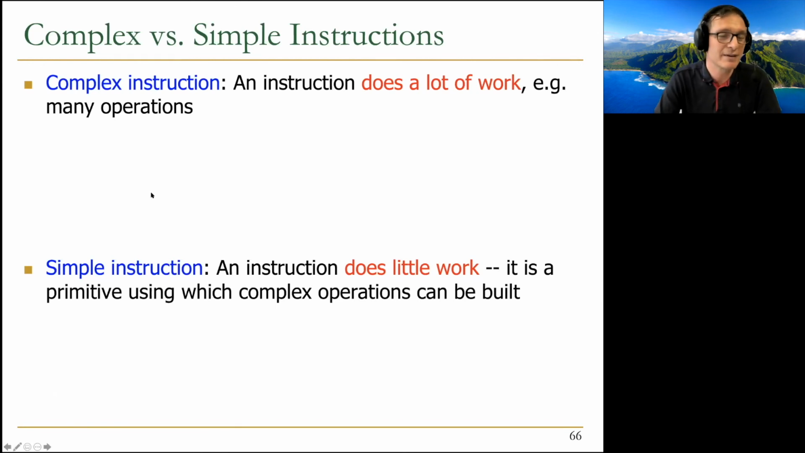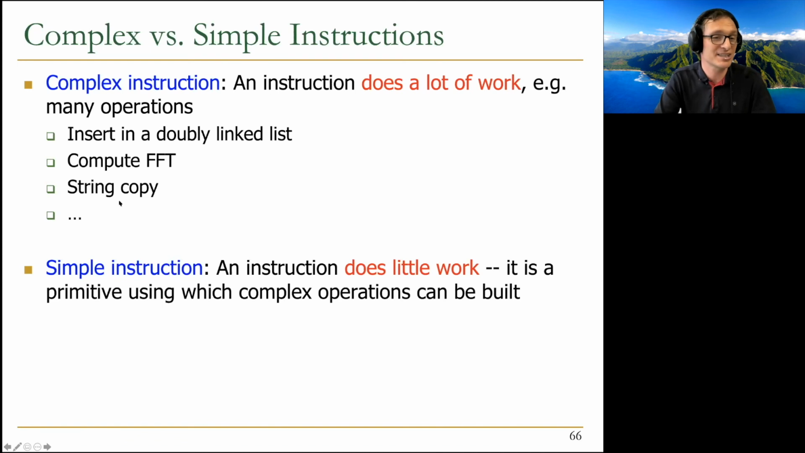But this is actually a very fundamental place where you place the ISA, whether the instructions are complex and the data types are complex or simple, right? Complex instruction, an instruction does a lot of work, meaning many operations, potentially with higher level constructs, like insert into a doubly linked list, compute the fast Fourier transform, string copy, which exists in x86, for example, or matrix multiplication. Complete matrix multiplication is another example.